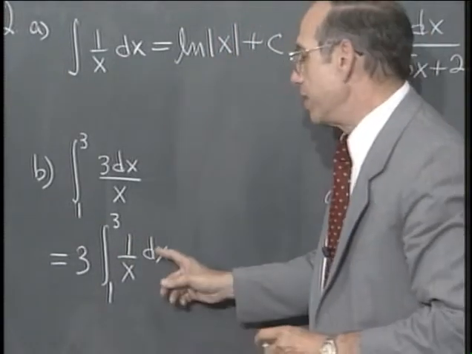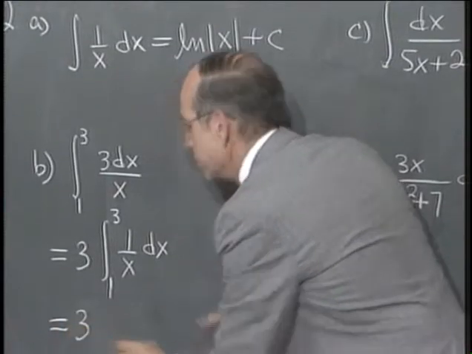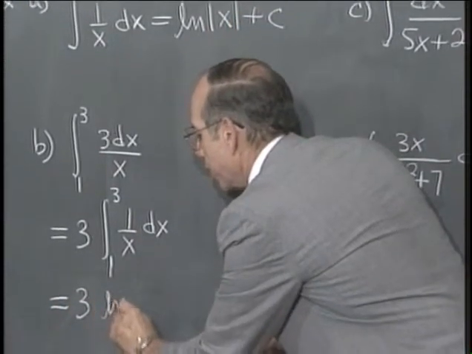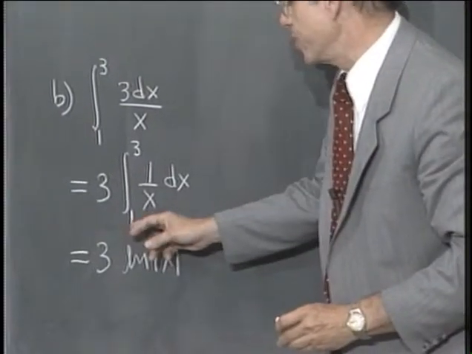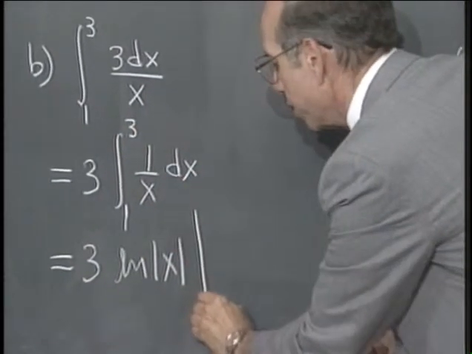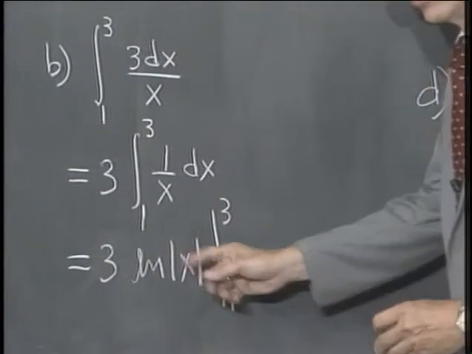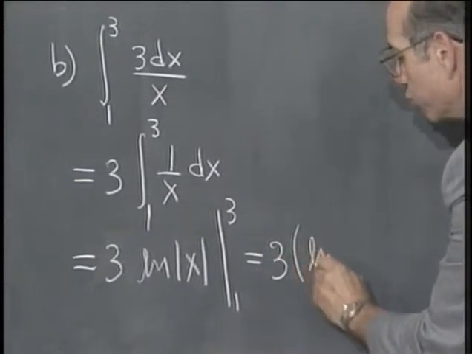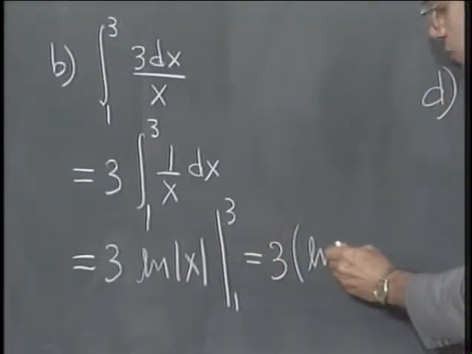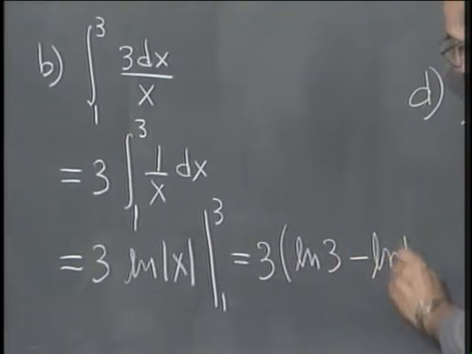All right? Now, of course, the integration is easy. This is 3 times the natural log of absolute x. Of course, we don't need the plus c now because we have limits from 1 to 3. We evaluate from 1 to 3, and we substitute. We get 3 times the natural log of absolute value of 3 is 3, minus the natural log of 1.